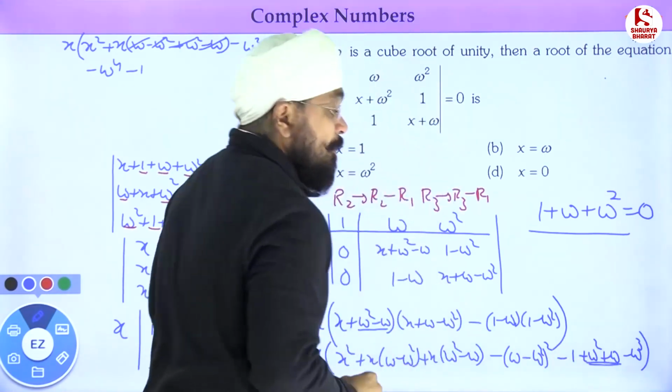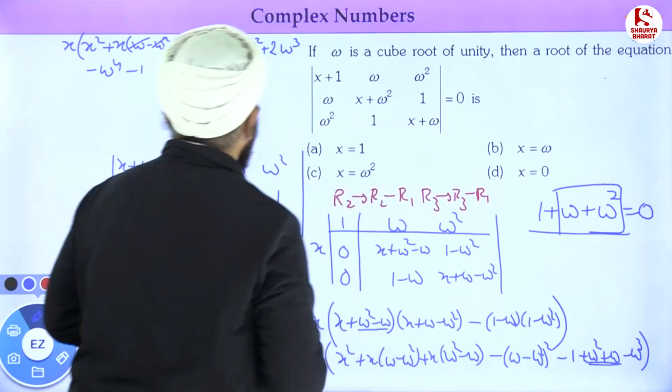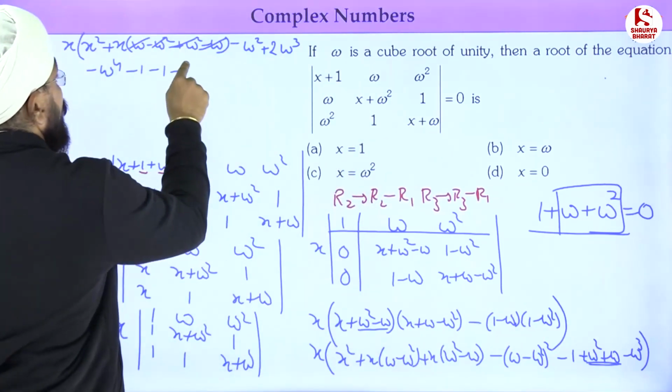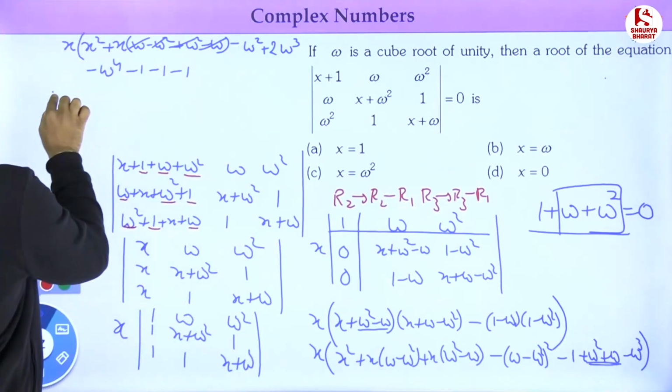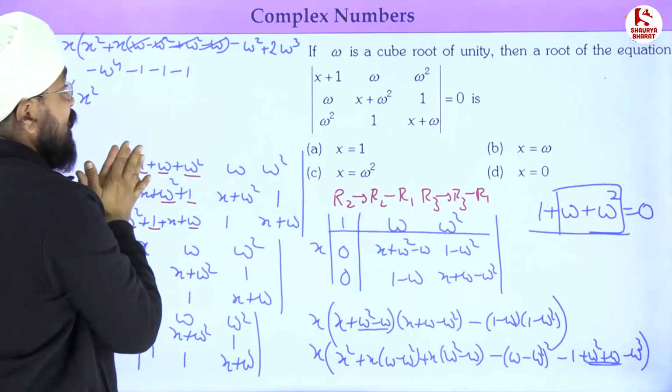This one, omega plus omega square. As we know the property, omega plus omega square will be taken as minus 1, so I'll put minus 1. And the last one is minus 1. So this is the term. First I'll simplify this one. We'll have x and x square. This will go. There is no term of x now.